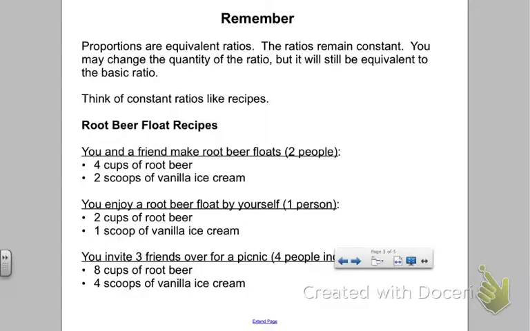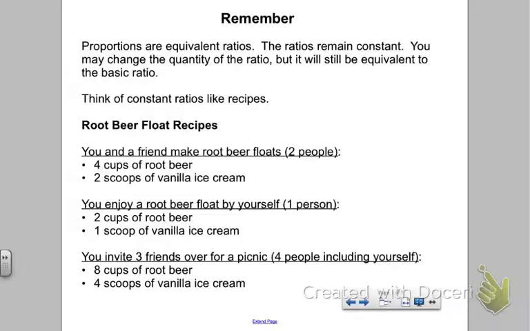Now let's talk more about proportions. You know proportions are when you have equivalent ratios, right? That means ratios that are equal to each other. And you're assuming that you have a constant ratio. Something is staying the same, right? That ratio, whatever you're comparing, is staying the same. You may be changing the quantity of the ratio, but it will still be the same as the basic ratio.